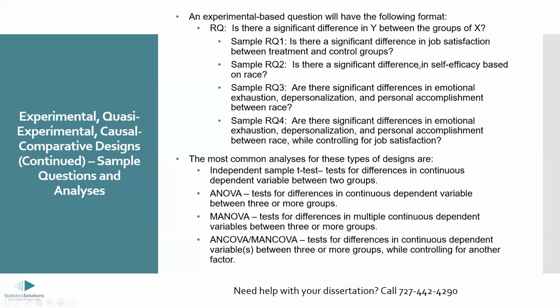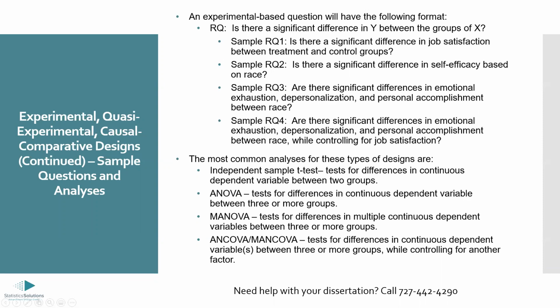Is there a significant difference in self-efficacy based on race? So assuming we have 3 or more races, say white, Black, Asian, Hispanic, other, that's when you can run an ANOVA. And the key thing for this is that we still only have one dependent variable, self-efficacy.